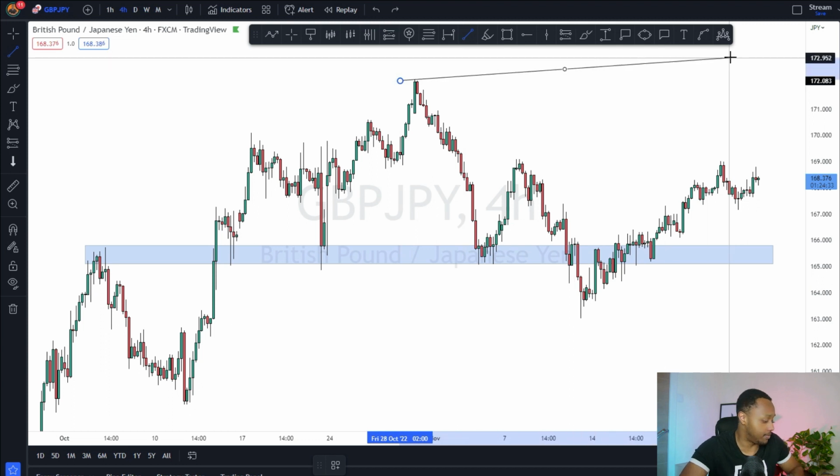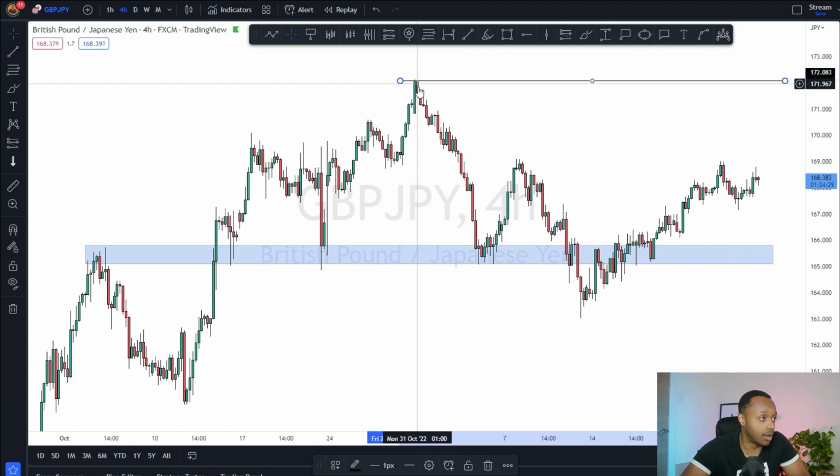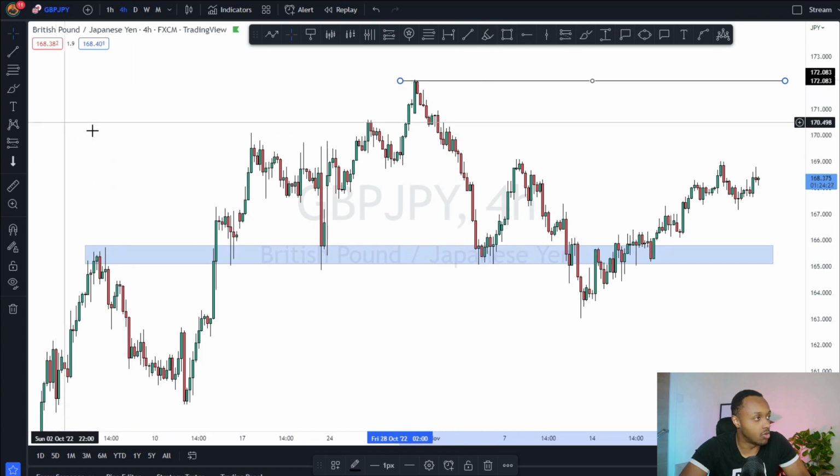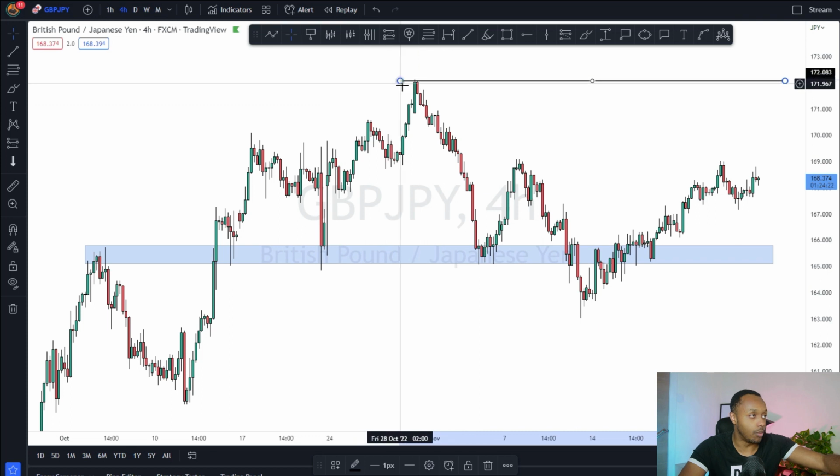A key high that stands out to me is this one here at 172. That's a key high in the market that we bled to the downside. Again, no real data here that the market has previously reacted before, but we've just got a pinpoint high that we're working with.